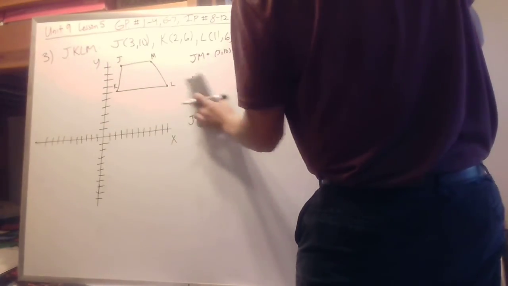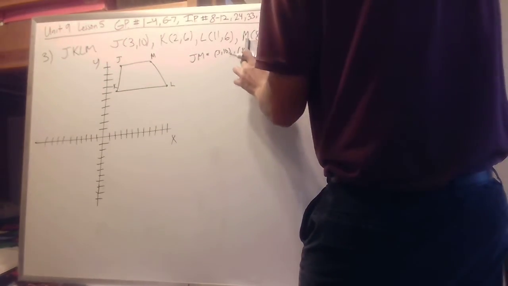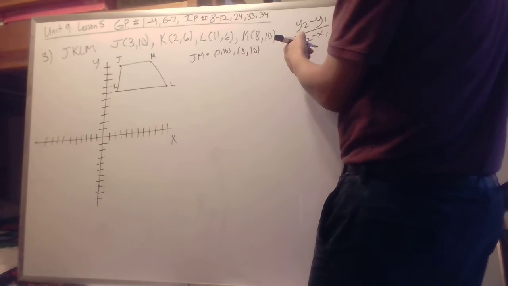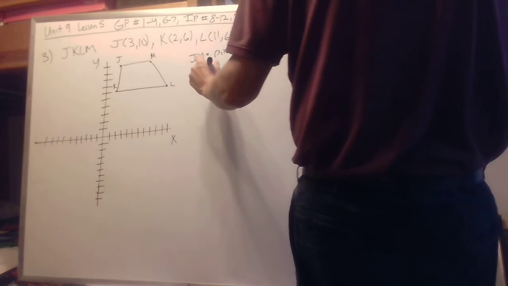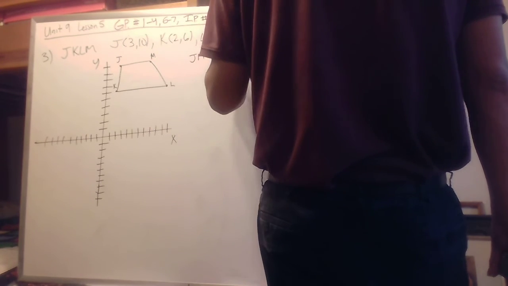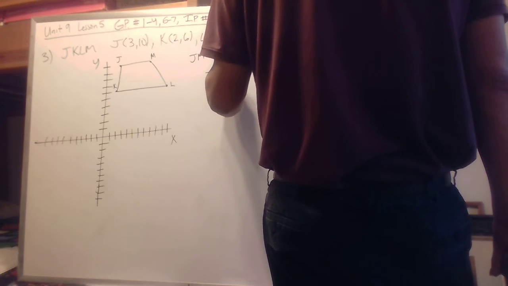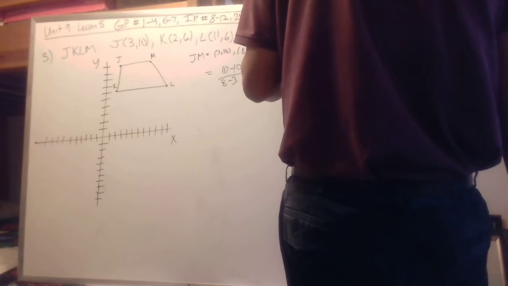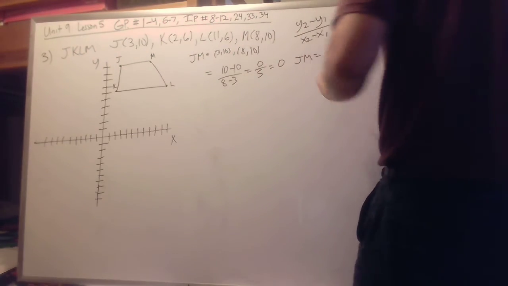So I think what I'm going to do is erase that. And we're going to just plug it into this formula, the slope formula that I just wrote up here. And so I'm going to go 10 minus 10 over 8 minus 3. That's going to be 0 over 5, which is 0. So KM's slope is 0.